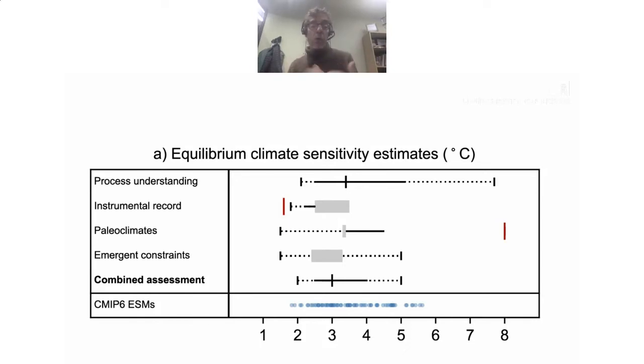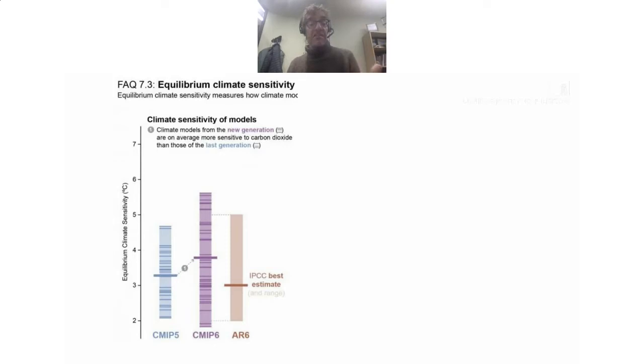So what I did for the IPCC report was to try and put all the lines of evidence together to come up with an overall assessment of what the climate sensitivity was. And the interesting thing is, it doesn't necessarily fit in with the estimate coming out of these computer simulations. So if you look at the lines of evidence, you don't end up with the same high climate sensitivity you get from the current set of simulations.